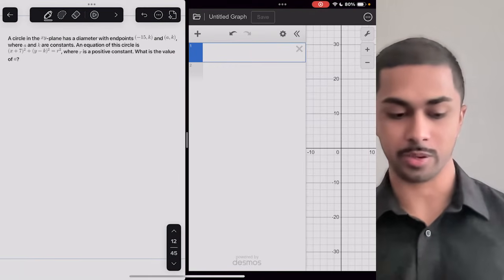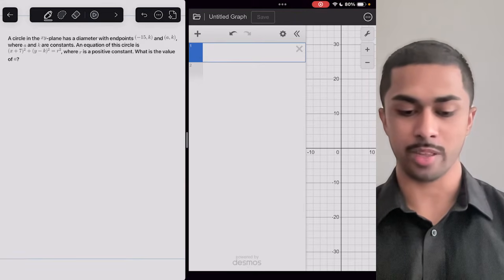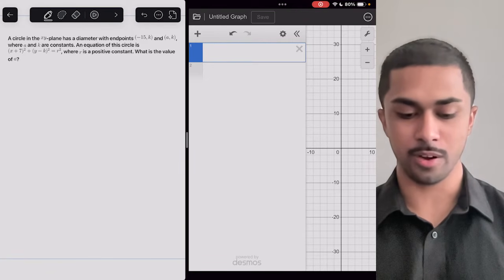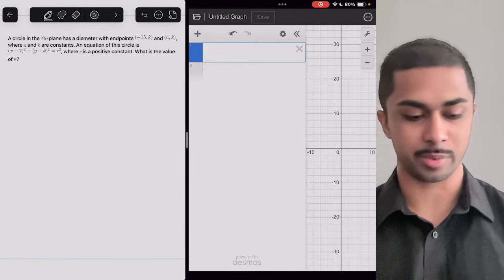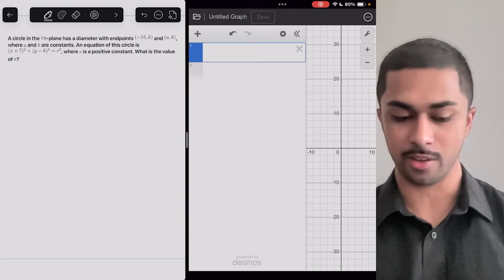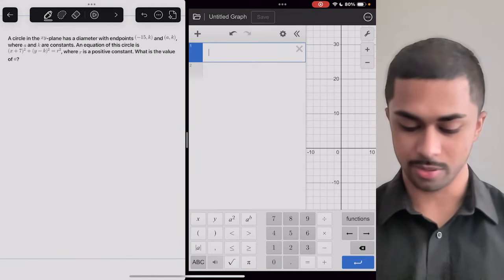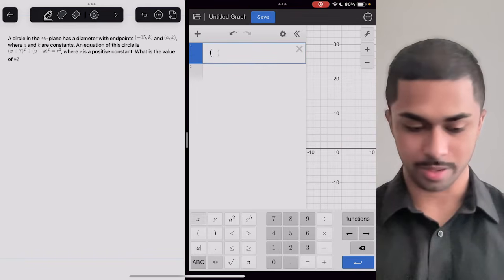Let's find the fastest way to solve this. A circle in the xy plane has a diameter with endpoints -15k and ak, where a and k are constants. An equation of this circle is (x plus 7) squared plus (y minus k) squared equals r squared, where r is a positive constant. What is the value of a? If your first instinct was to put this into Desmos, you would be correct.